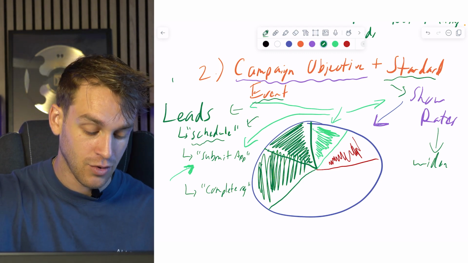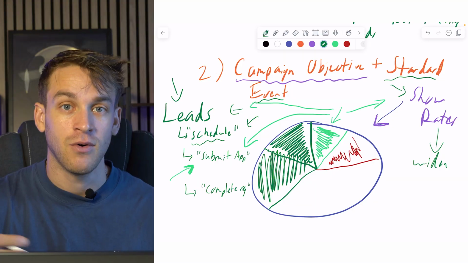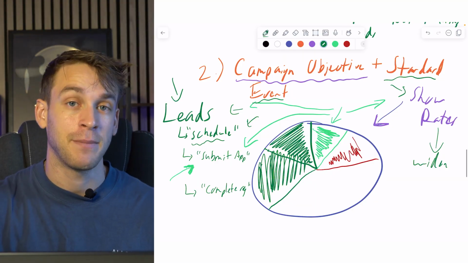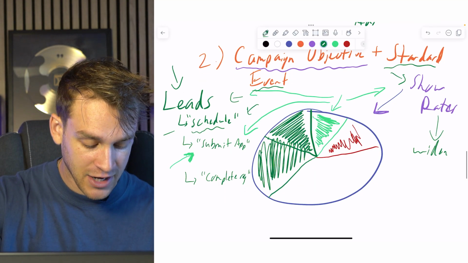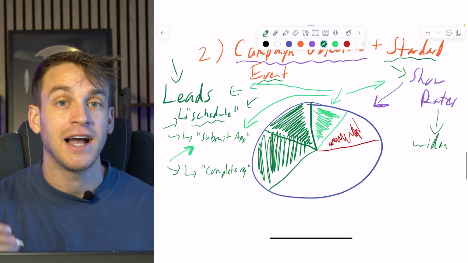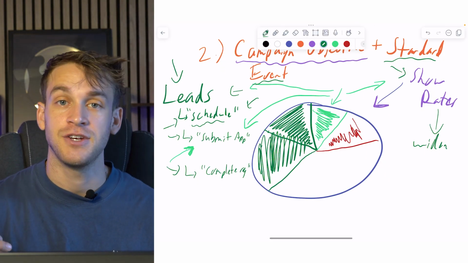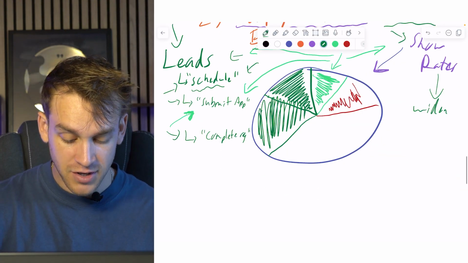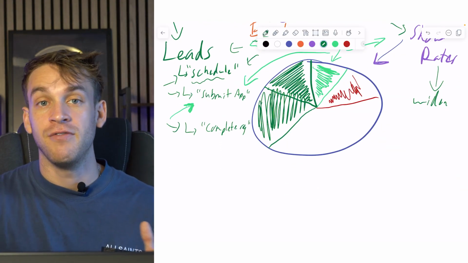So you want to stick to leads or sales if you're doing that, or app install, that's also high quality if you're doing app campaigns. But then we want to optimize around high quality standard events. So high quality standard events like schedule, submit application, complete registration, and you want to optimize for the furthest bottom of funnel event that you can.